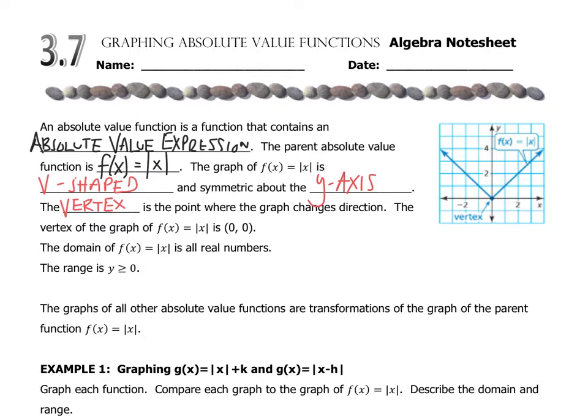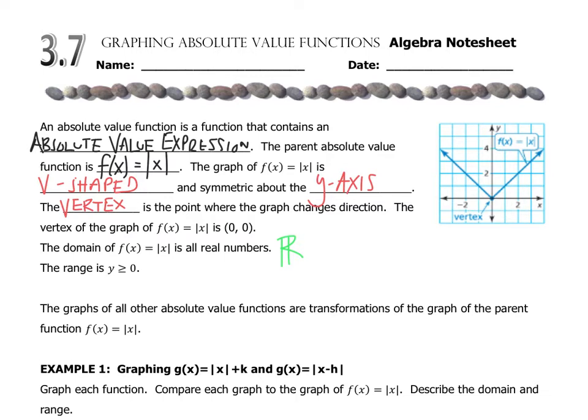So the domain, this is a lot of things we'll be talking about quite a bit through these graphs coming up. The domain of our parent function is all real numbers. We use this symbol also to represent all real numbers. Basically what that means is I can plug in anything I want. There's no restriction on what I can plug into the absolute value of x. I can plug in negatives, I can plug in positives. There's nothing stopping me from plugging in any number. So the domain is all real numbers.